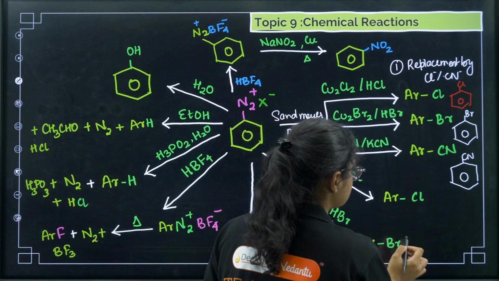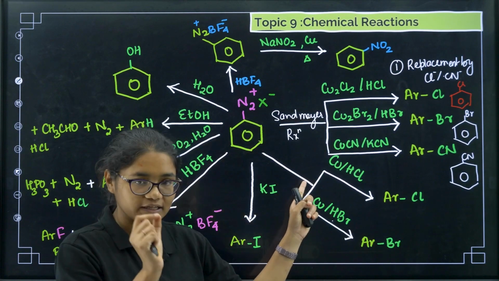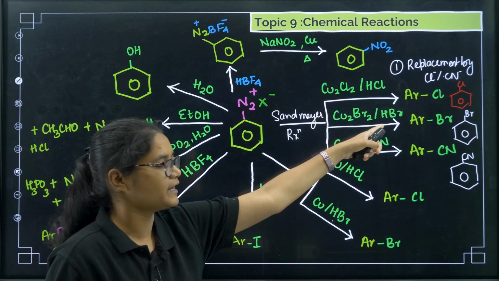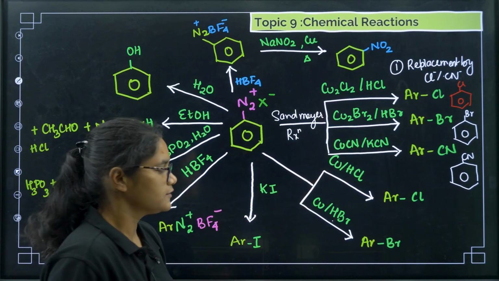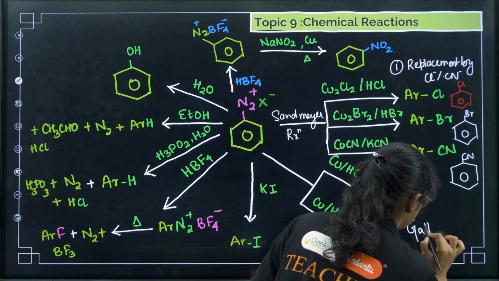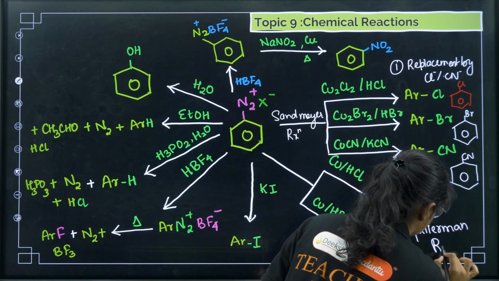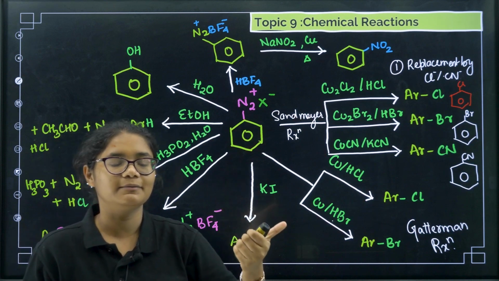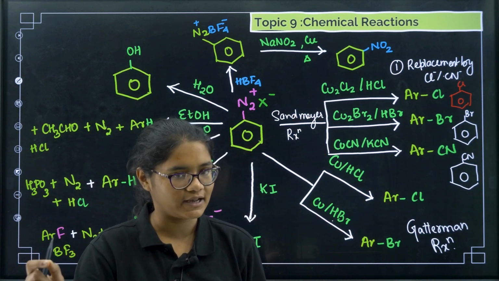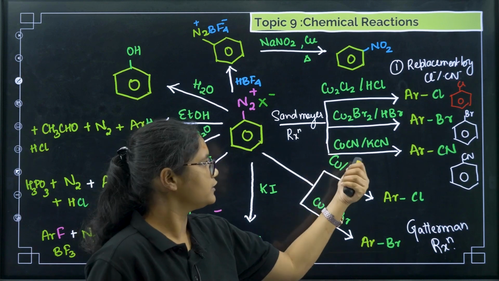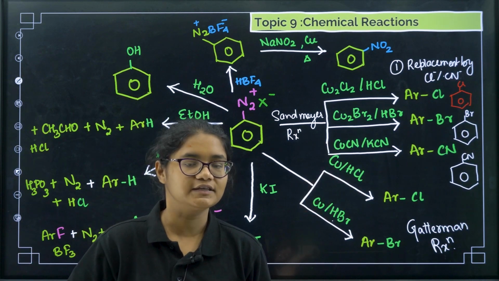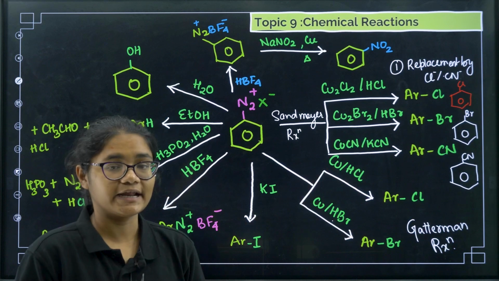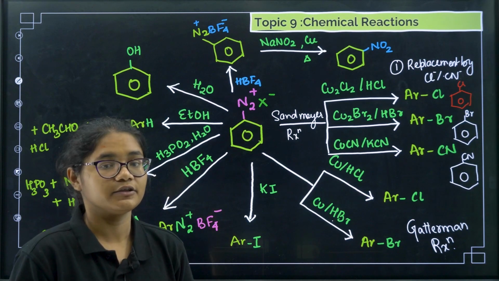Now you can do replacement by chlorine by using different reagents also, that is Cu/HCl and Cu/HBr. So this one will again give you chlorobenzene, this one will give you bromobenzene. What is the difference here? Here you use copper chloride HCl, copper bromide HBr. Here only copper HCl, copper HBr. So these types of reactions are called your Gattermann reaction. So for Cl minus we can use Cu2Cl2 HCl or Cu HCl. For bromination you can use Cu2Br2 HBr or Cu HBr. For cyanide you can use CuCN, KCN.